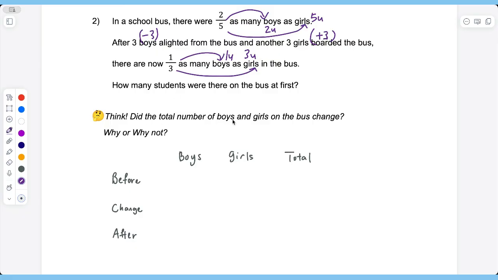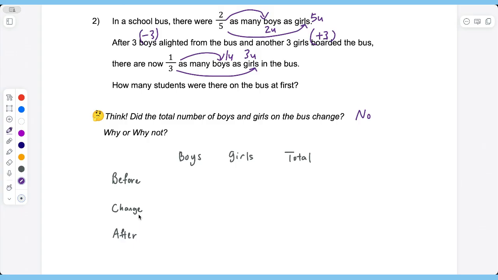Did the total number of boys and girls on the bus change? We have 3 boys who alighted and another 3 girls boarded the bus. That means the total number of girls and boys on the bus did not change. No, it did not change. So since it did not change, that means the total number of girls and boys also did not change.